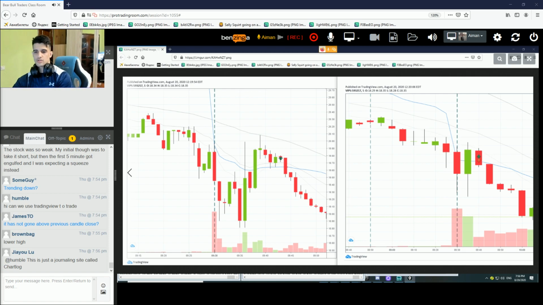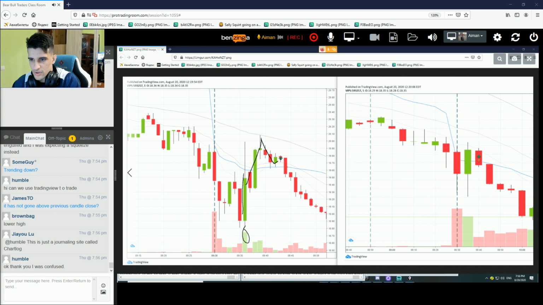I see why Lou took it to the long side. There was an increasing volume down here. It got engulfed, it squeezed above VWAP, then it came back down. You assume that it will bounce out of VWAP and continue the trend to the upside. In this case, I would have waited for one thing.